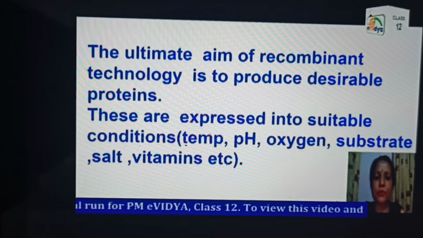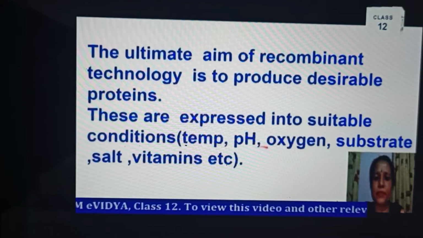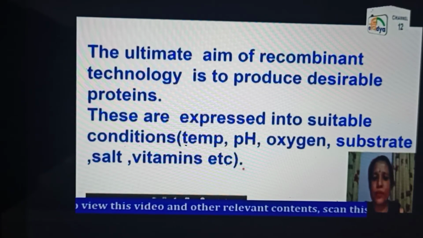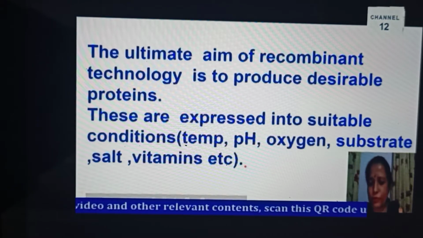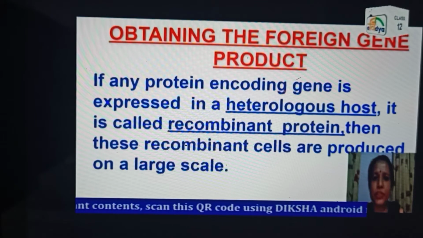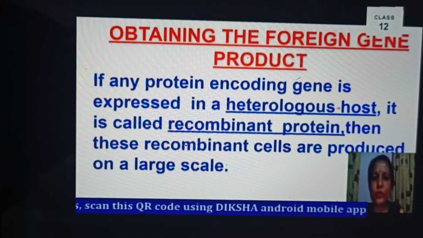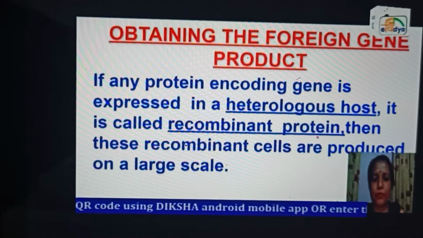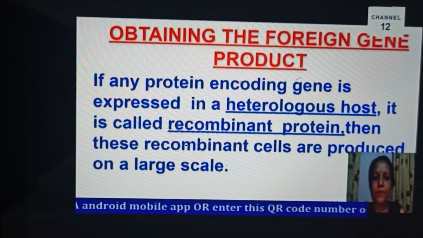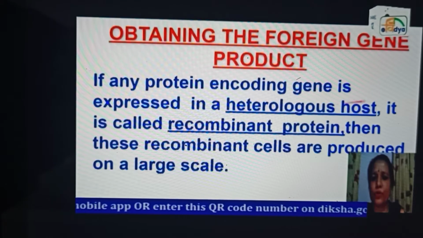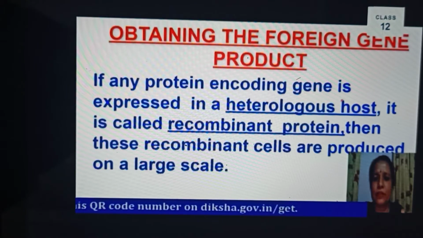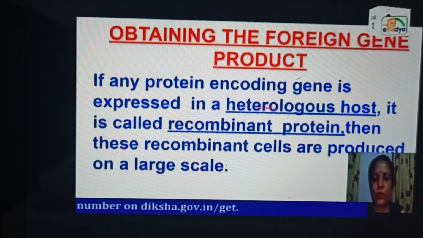So these suitable conditions are proper temperature, pH, oxygen, substrate, salts and vitamins for its growth, and it will form several copies. Now, if any protein encoding gene is expressed in a heterologous host, it is called recombinant protein. Now, the desired gene is expressed in the heterologous host. So, where it expresses itself, that host will be known as heterologous host.